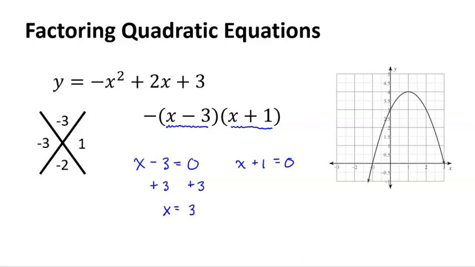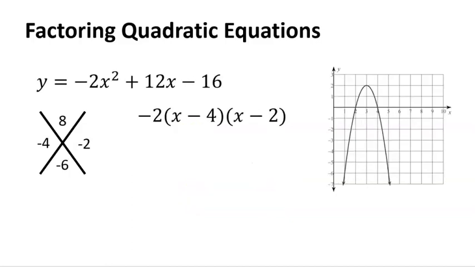So I have x equals 3, and x equals negative 1. And then I went ahead and graphed it over here just so you could see what this particular graph looks like. And we can see that it hits at negative 1 and 3. Same thing goes for this one.